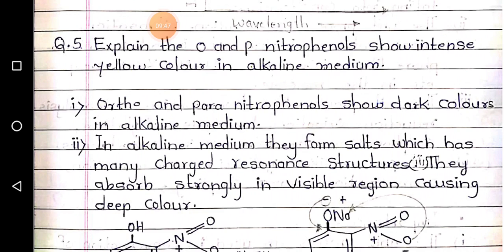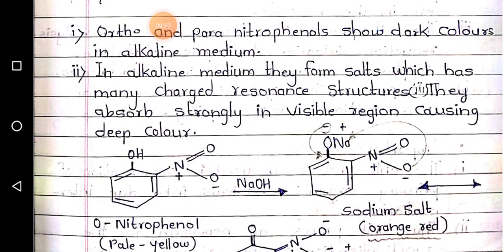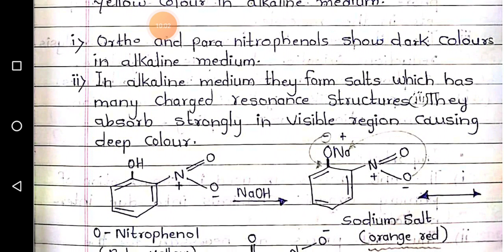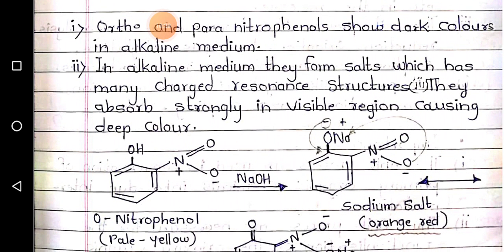But if it is placed in the alkaline medium, it gives an intense color. Means there is a change in the structure, and that change gives the sharp color. So ortho and para nitrophenols show dark colors in alkaline medium.